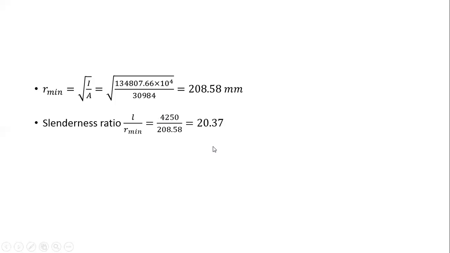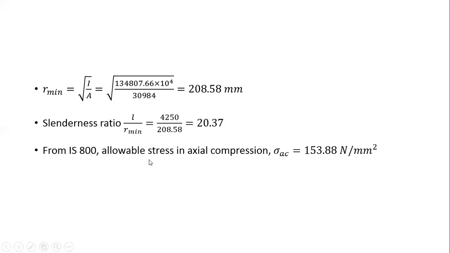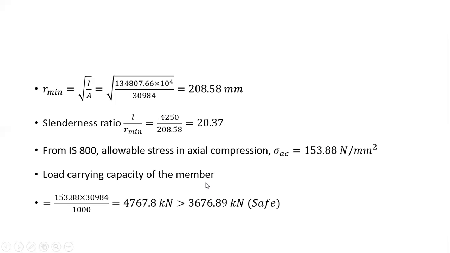So this is 20.37. From IS 800, I have to select the allowable stress in axial compression. This comes out to 153. Then I have to check whether the load carrying capacity of the member is more than the required load or not. So this is my stress, multiplied by the area and converted into kilonewton. This is the load carrying capacity, which is more than the force in the member. So this means that our chosen section will be safe. So this is the design of the top chord.